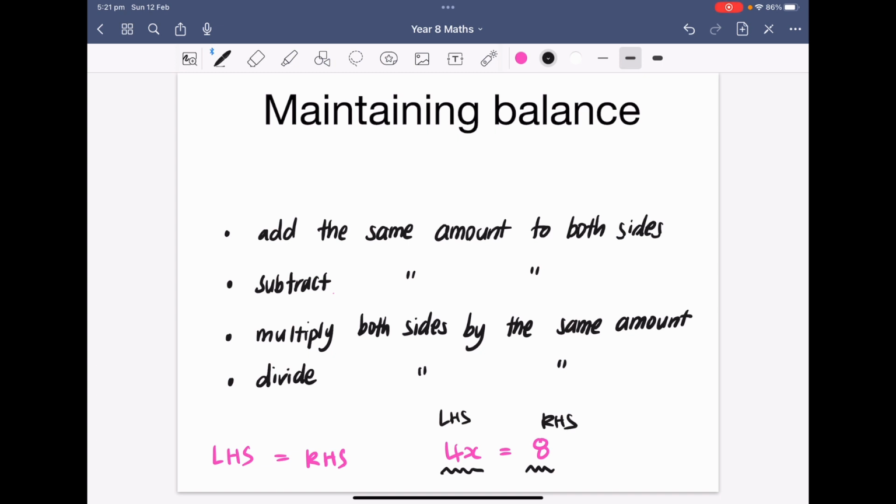To maintain the balance, whatever operation we perform on one side of the equation, we must also perform on the other. For example, if we are adding a number, we must make sure that we're adding the same amount to both sides. When we subtract a number, we also need to make sure that we're subtracting the same amount from both sides. And that's the same for multiplying and dividing, that we multiply and divide both sides by the same amount.